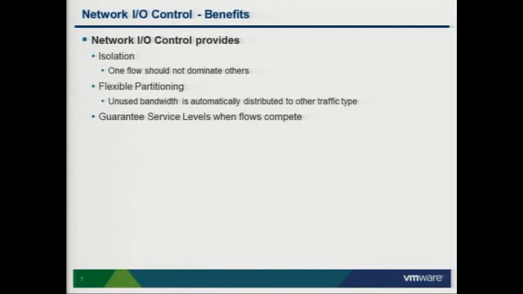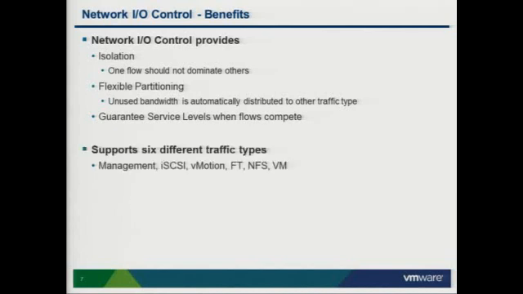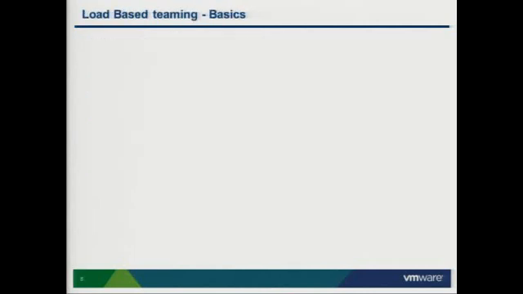As I said, you have guaranteed service level agreements when you have contention, that means when the 10 gig pipe is filled. The network I/O control makes sure that the traffic is provided according to the shares to each of the traffic types. In 4.1 we support six different traffic types: management, iSCSI, vMotion, FT, NFS, and VM. I will talk more about the additions we have made in vSphere 5 with respect to these traffic types. So let's look at load-based teaming.